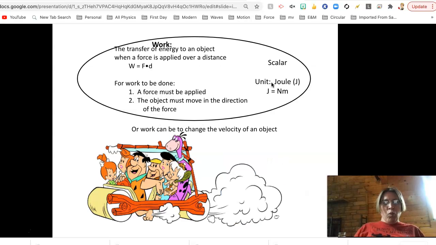Work can also be done to transfer energy to an object when it's used to change the velocity of an object. What Fred's doing here is applying a force with his feet against the ground over a certain distance, and he is giving energy, changing the velocity of his car.